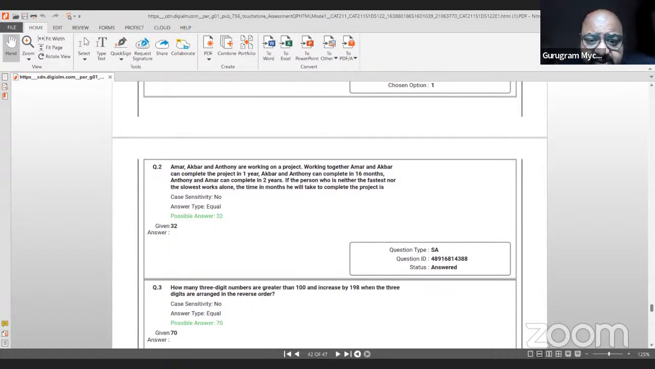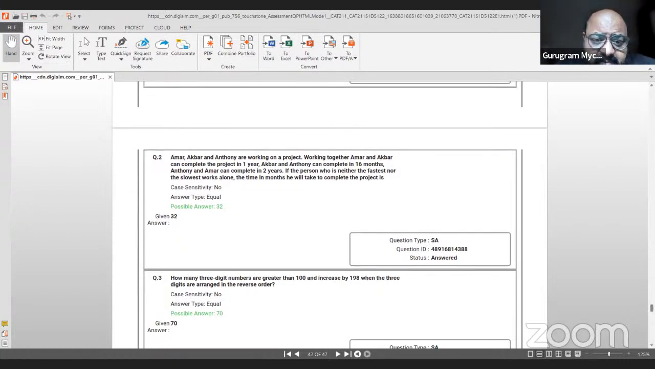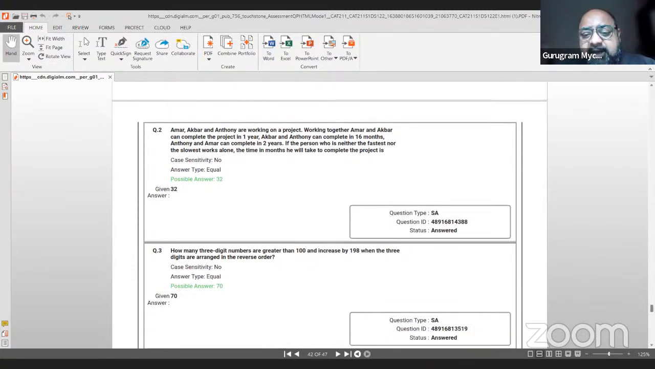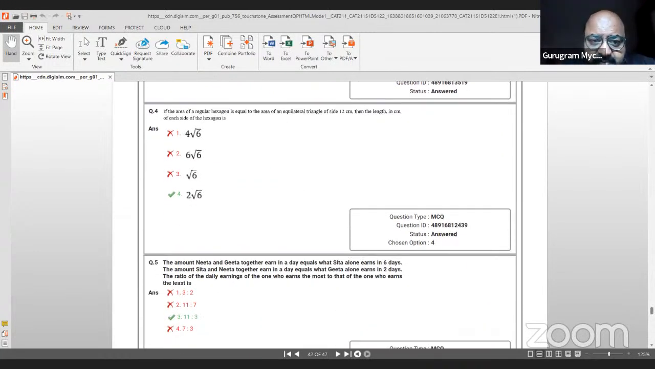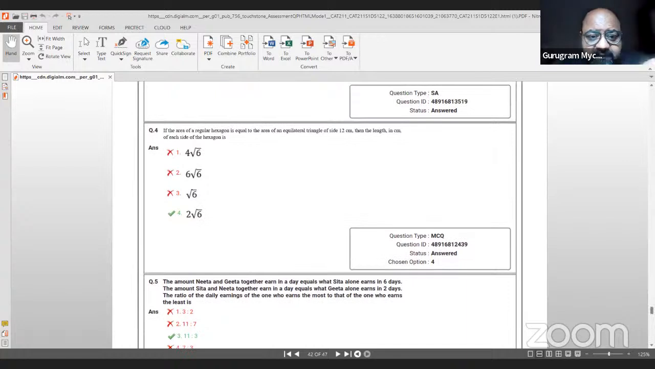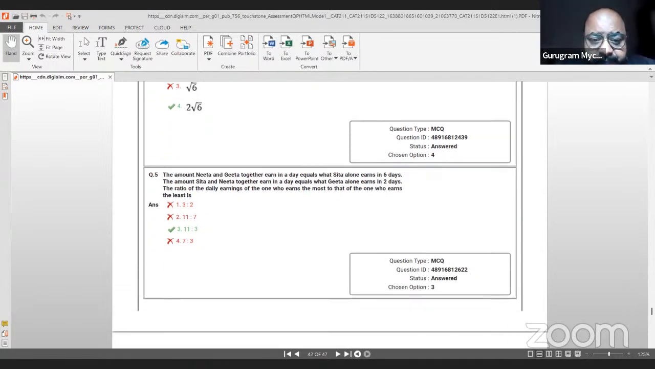Next says Amar Akbar Anthony working on a project. Amar Akbar completed in 1 year, and Akbar Anthony in 16 months, Anthony Akbar in 22 years. If the person is neither fastest nor slowest, again, बेसिक क्वेश्चन, बट ओरली नहीं हो रहा, तो इसको भी मैं नेक्स्ट उसके लिए रख दूंगा. फिर तो अरेंजमेंट वाला क्वेश्चन तो वैसे भी भगवान भरोसे होता है. If the area of a regular hexagon is equal to the area of an equilateral triangle, then the length, again, question हो जाएगा, but I will have to write the formula down once. So this becomes a round 2 question, right?